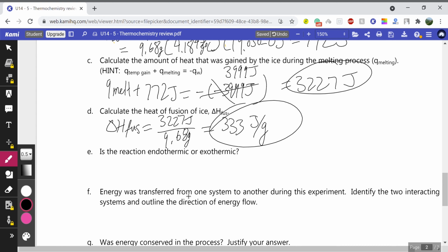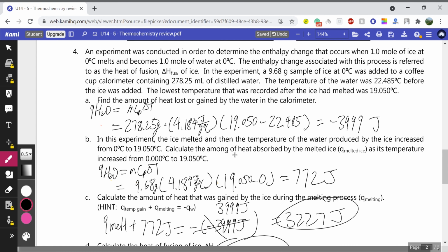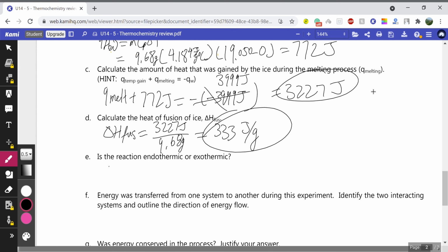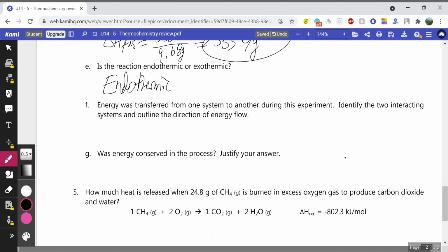Now, is the reaction endothermic or exothermic? The reaction is endothermic because our temperature went down. It went from 22 degrees to 19 degrees. So therefore, it is endothermic. And the reasoning is because the temperature of our surrounding went down. Energy was transferred from one system to another during the experiment.